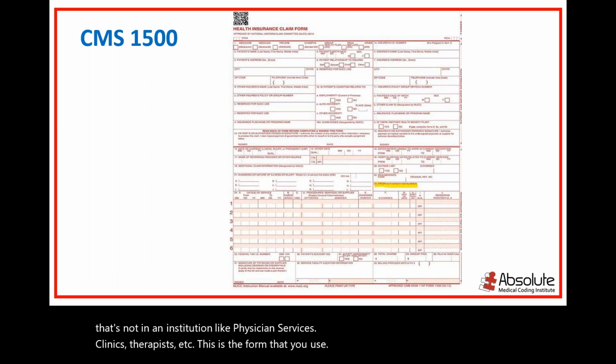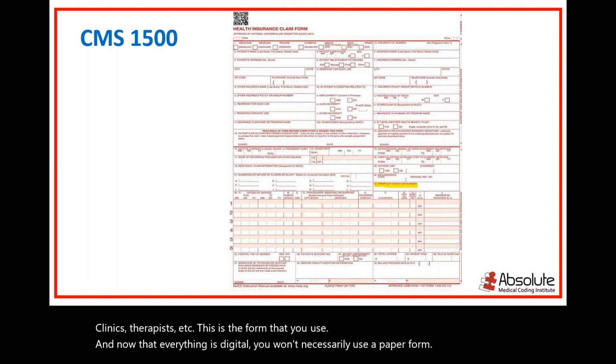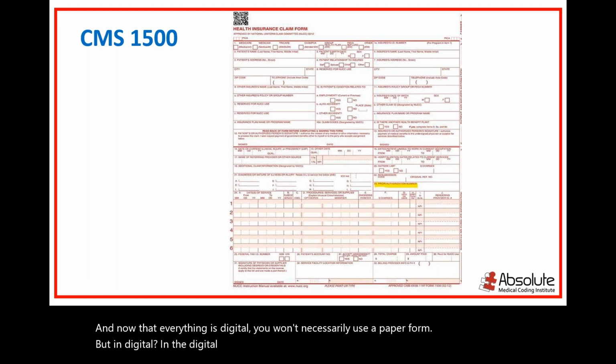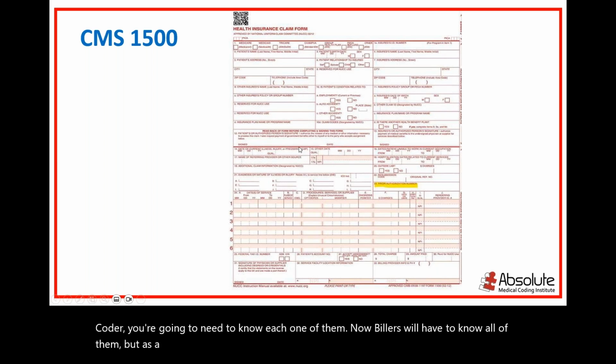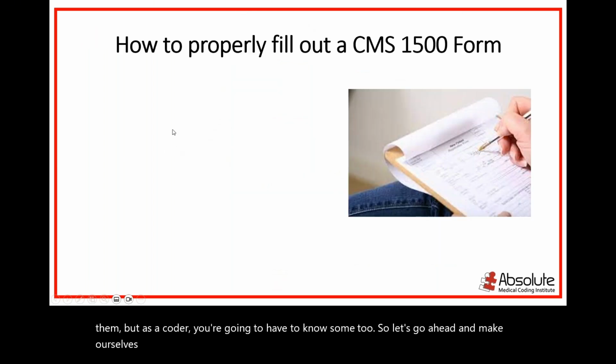And now that everything is digital, you won't necessarily use a paper form, but in the digital world, this form is replicated. So every single column or row has a number. And as a coder, you're going to need to know each one of them. Now, billers will have to know all of them, but as a coder, you're going to have to know some too. So let's go ahead and make ourselves familiar with this form.